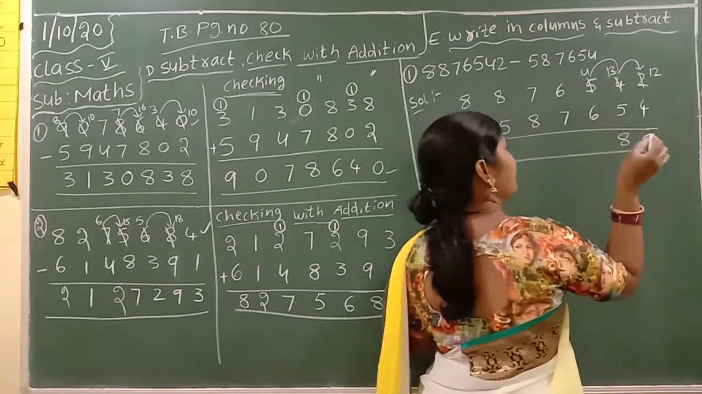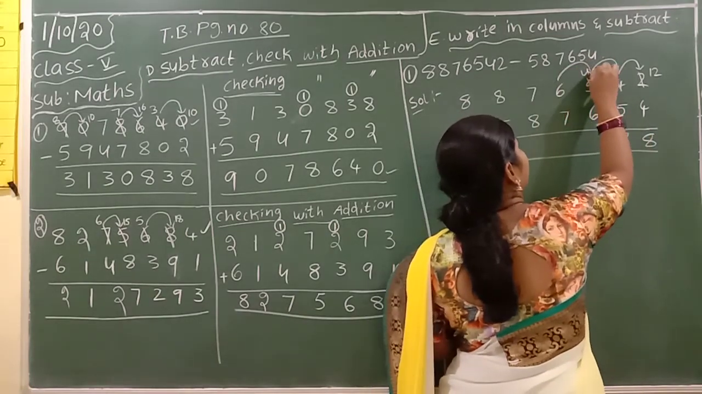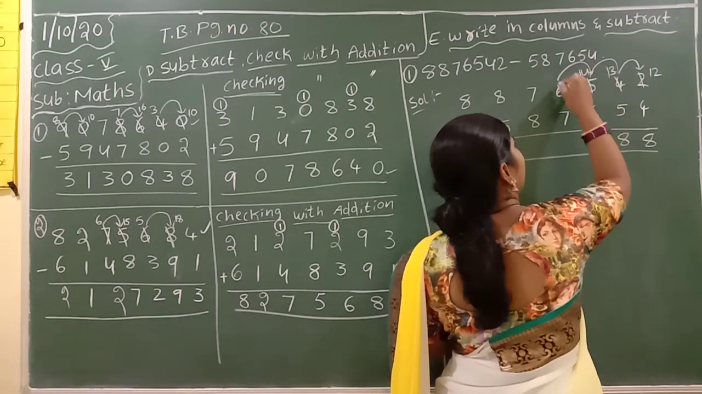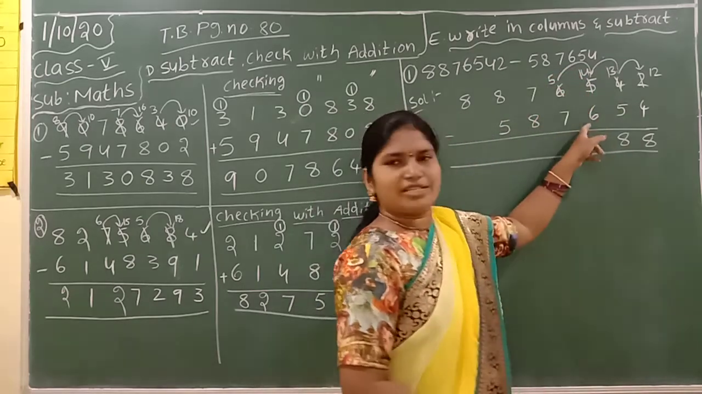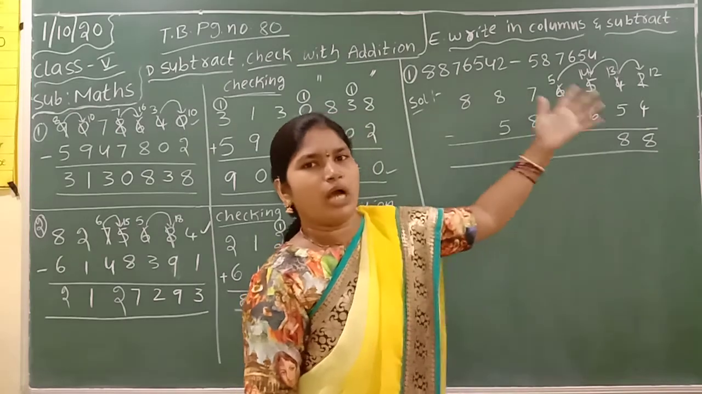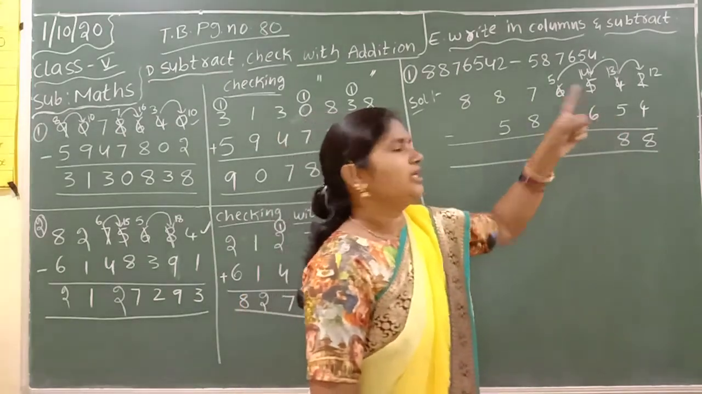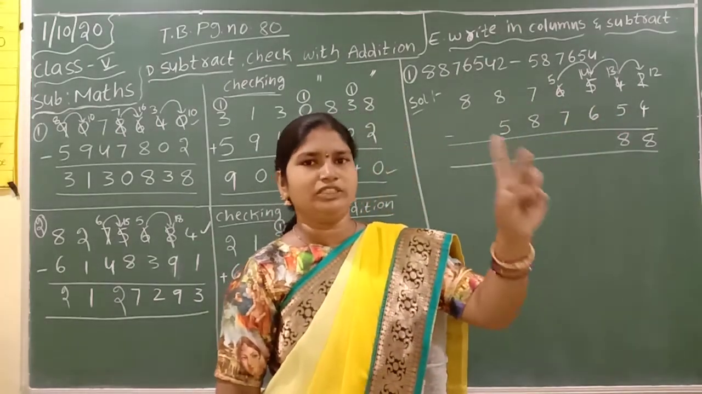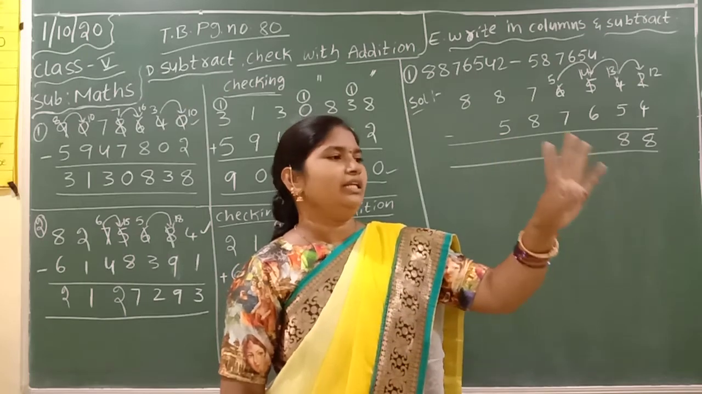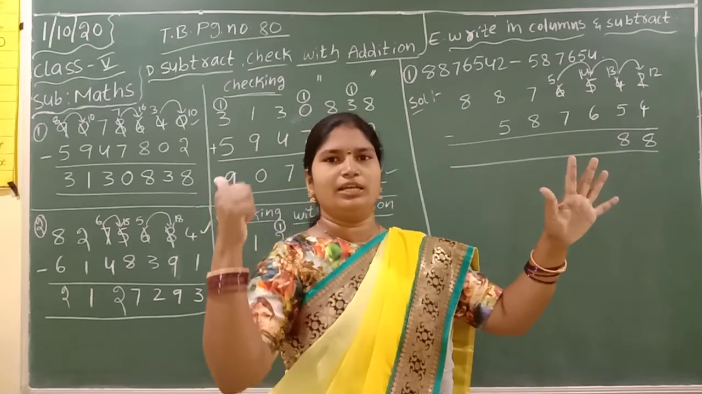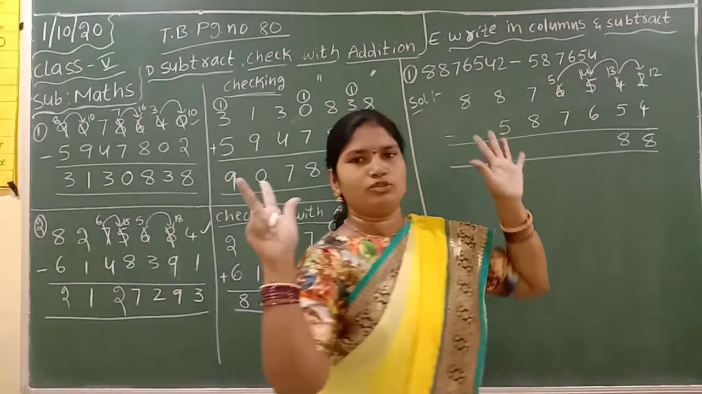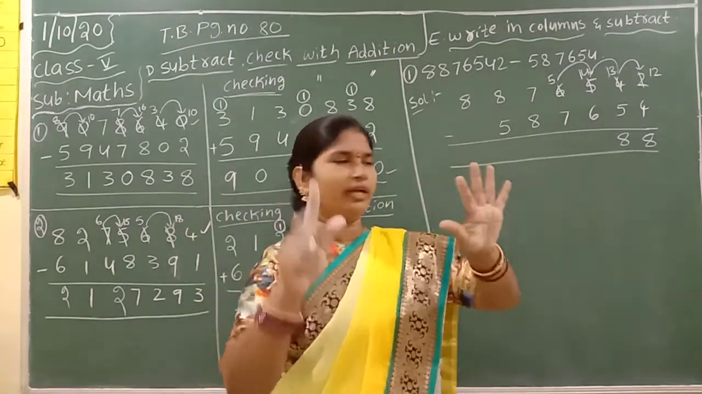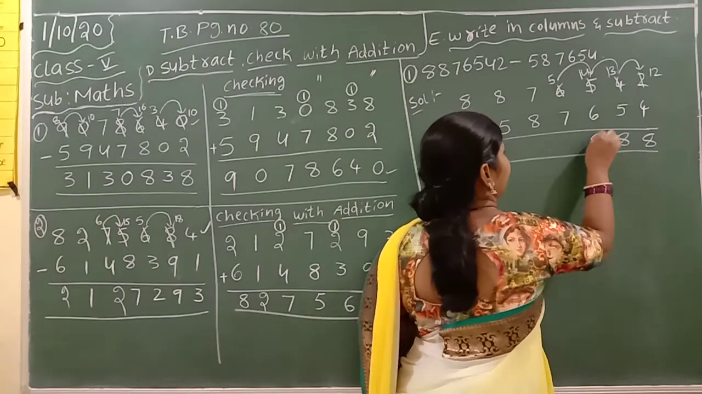4 minus 6 also not possible. Again take borrow. This becomes 14, and this becomes 5. 14 minus 6: 6 after 2, count. 6 after 7, 8, 9, 10, 11, 12, 13, 14. When you get this number, then you stop counting. Here also 8.